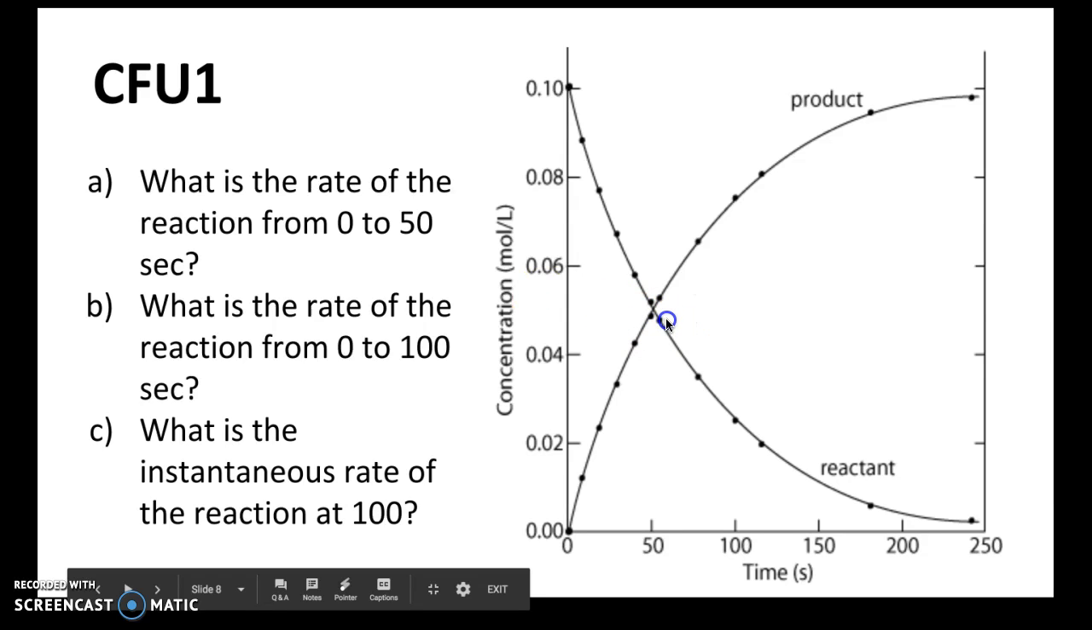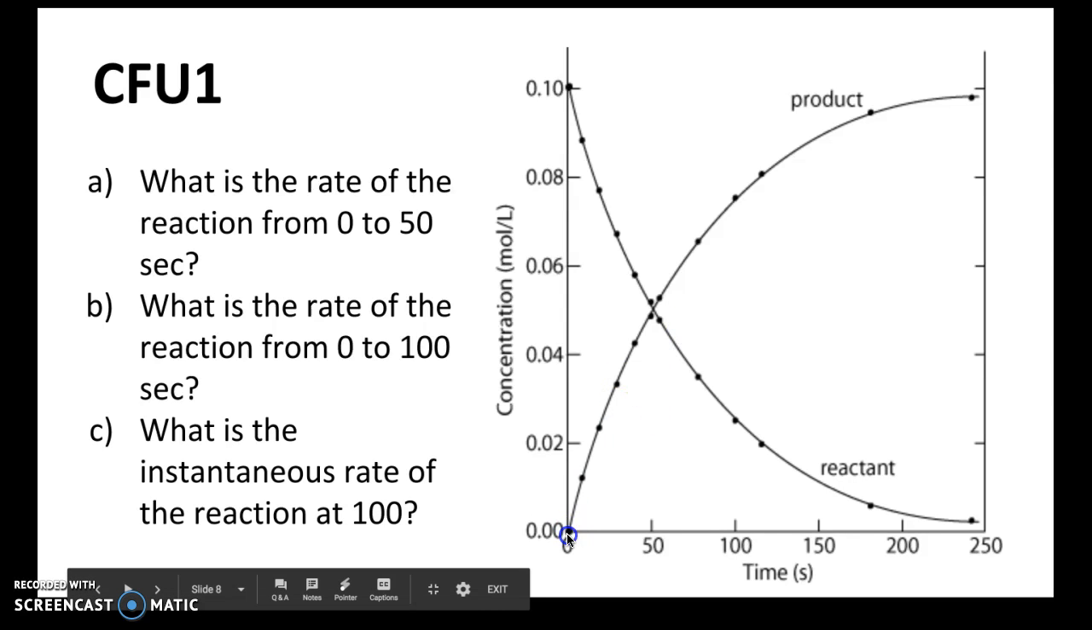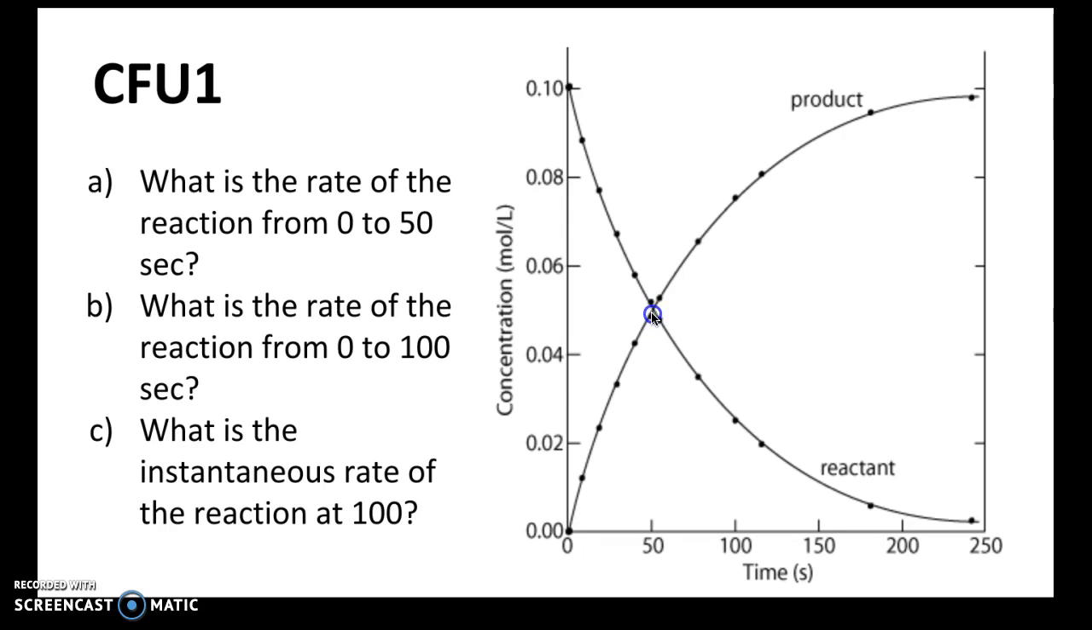So those will be your two points, and you would take the delta concentration of reactant over delta time. You could do the same thing for the product, but of course you will be doing something different. So at 0 seconds, you're starting here, so the concentration is 0. And then at 50, it looks like it's also somewhere between 0.04 and 0.06, so you would have to figure that out.